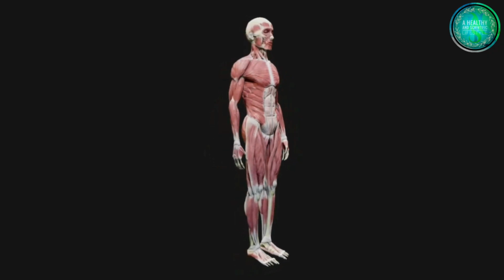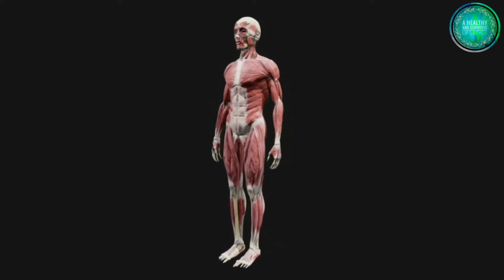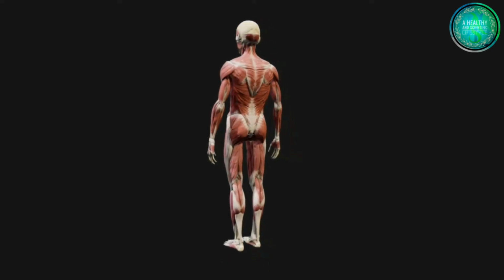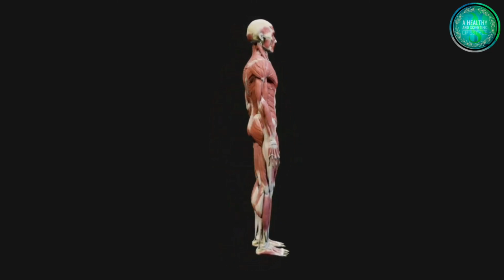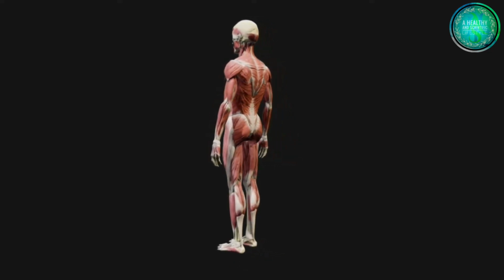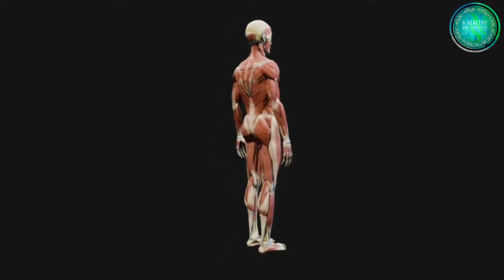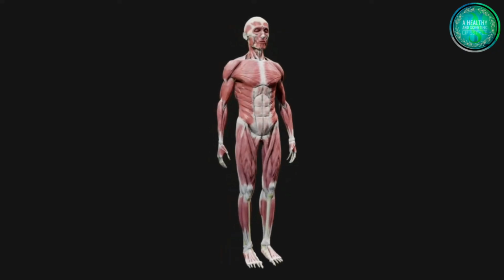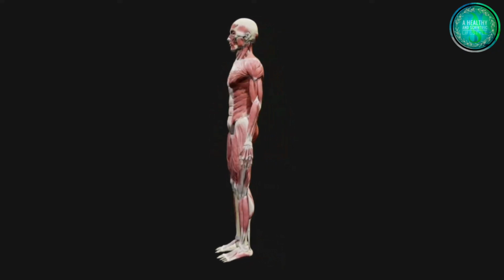Number 2. The muscular system. The muscular system is the body system that is responsible for movement and the maintenance of posture. It consists of muscles, which are tissues that contract and relax to produce movement. There are 3 main types of muscles in the body: skeletal muscles, cardiac muscles, and smooth muscles. Muscles work in pairs, with one muscle contracting while the other relaxes. This allows for movement in various directions.